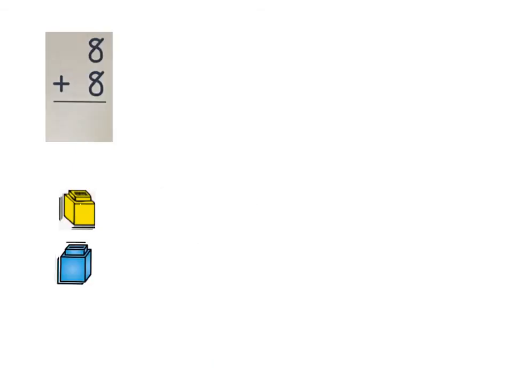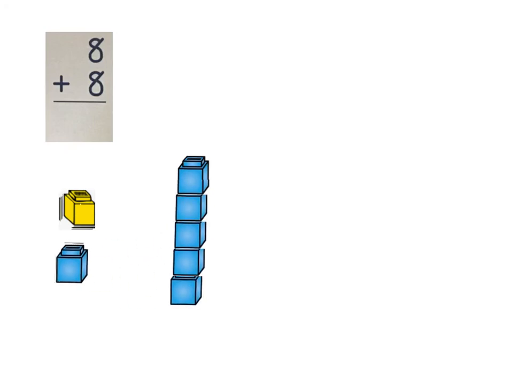Let's figure out the answer to our next math fact. Let's read it together. This one says 8 plus 8 equals. All right, let's figure out the answer using our linking cubes. So take one of your colors and build a tower of 8. I'm going to do the same thing. 1, 2, 3, 4, 5, 6, 7, 8.